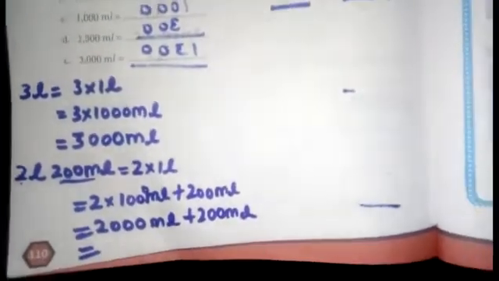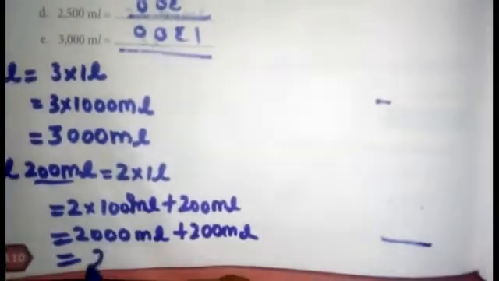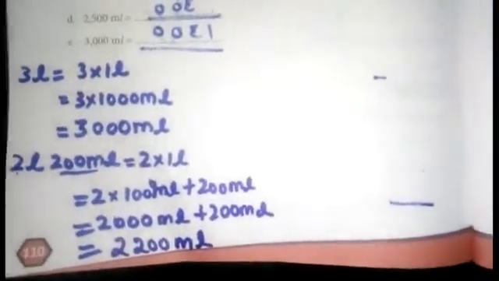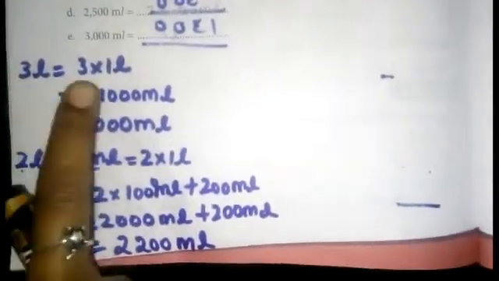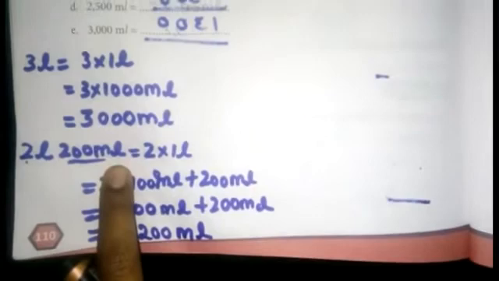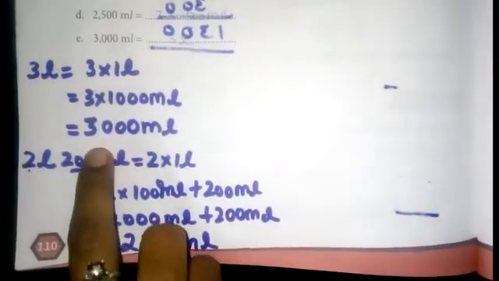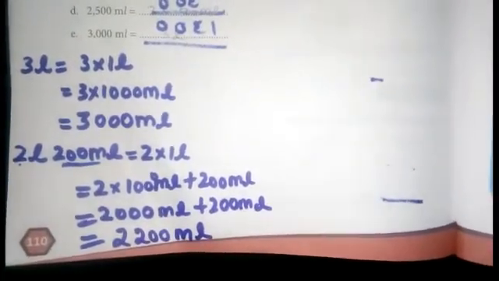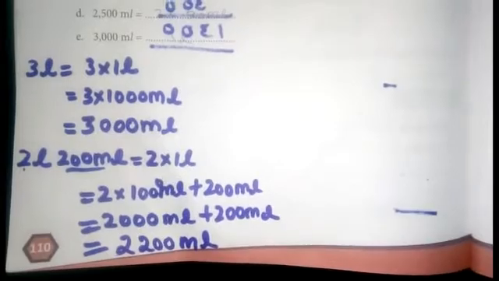So totally you have to add. So what will come? 2200 milliliter. Understood? So if it is a single number, no need to worry. Only you have to write this. If it is a 2-digit number, liter and milliliter is given, like that one, no need to worry about this milliliter. Just you have to convert this liter and add both. Okay, understood? Now it's very easy, right?